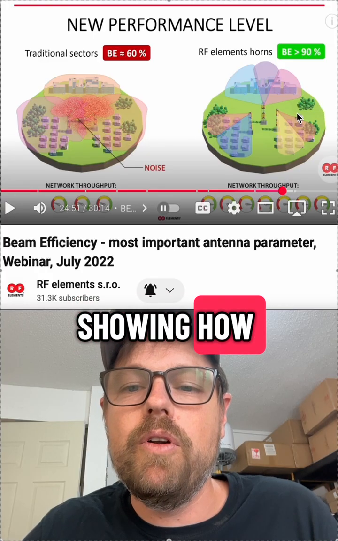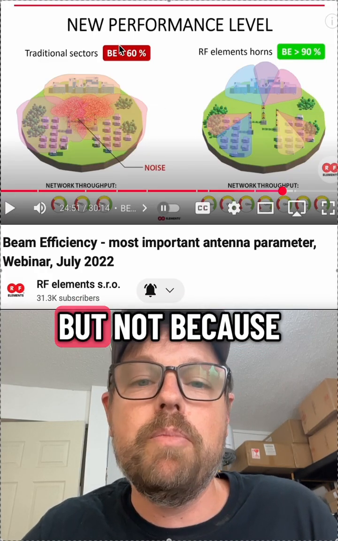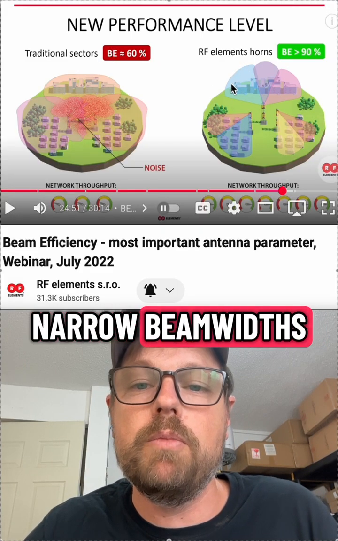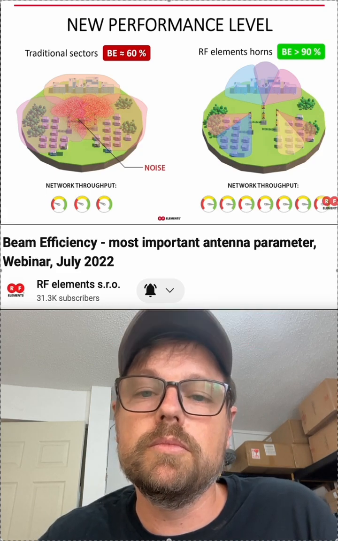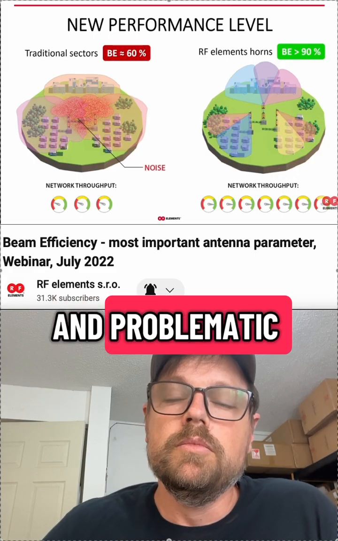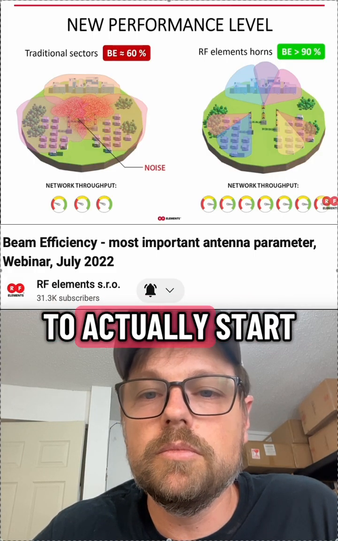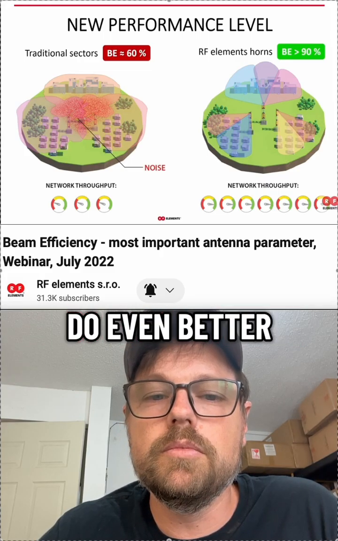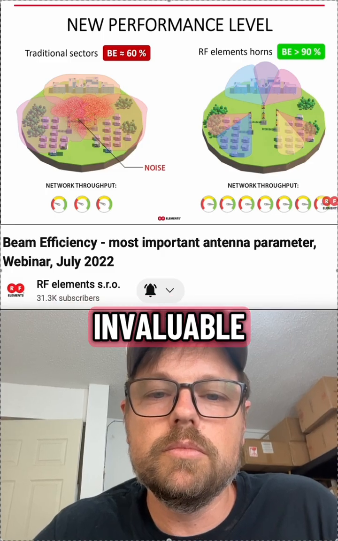showing how this network would perform better than that network, but not because of the beam efficiency, because of the narrow beam widths. Actually, it gives you the freedom and time to switch from running around servicing the faulty and problematic links or talking to angry customers to actually start thinking about, well, how can I expand my business? How can I do even better? And that's really something that's invaluable.